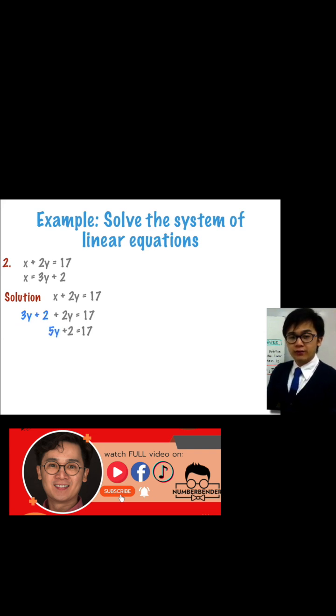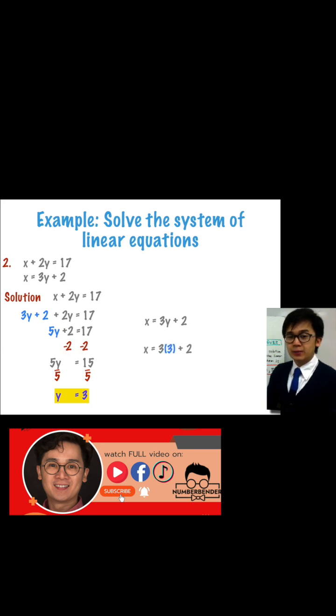And by solving for the value of y, we will subtract 2 on both sides, leaving us with 5y is equal to 15. And by dividing both sides by 5, y is equal to 3. So now that we have found y, we can find x by using line 2, which is x is equal to 3y plus 2, and replace y by 3.